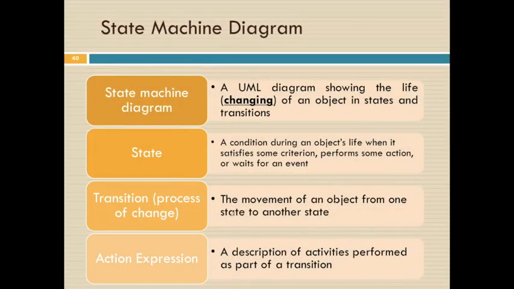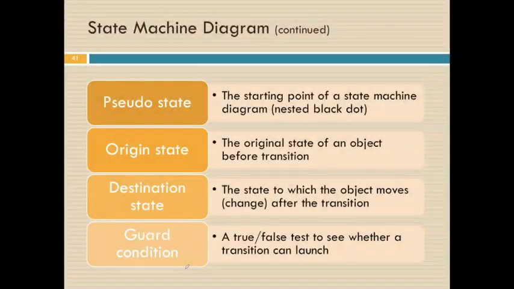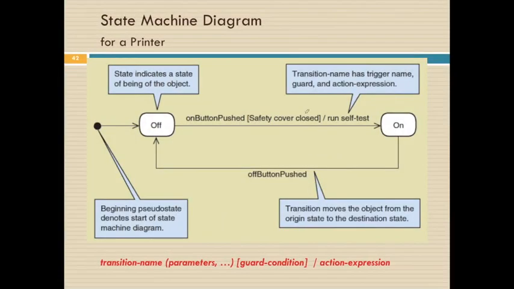Next we have the transition, or the process of change, that is the movement of an object from one state to another state. And we have the action expression, the description of activities performed as part of a transition. And we have the guard condition, that is a true-false test to see whether a transition can launch. So in this example, this is the transition, which consists of the action expression and also the guard condition.